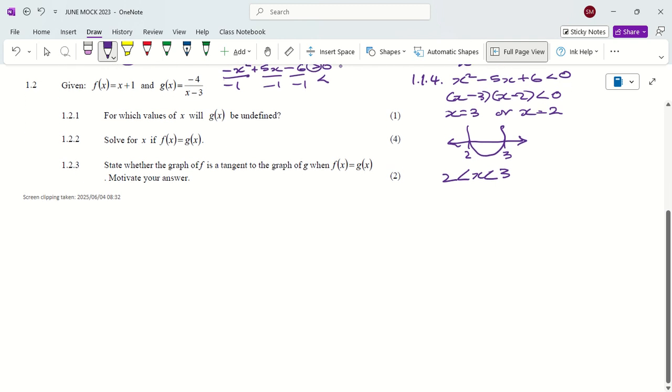1.2.1. We are given two functions. The first function is f of x. This is a linear, right? And then we are given g of x, which is a what? A hyperbola. Okay. The question says, for which values of x will g of x be what? Undefined.